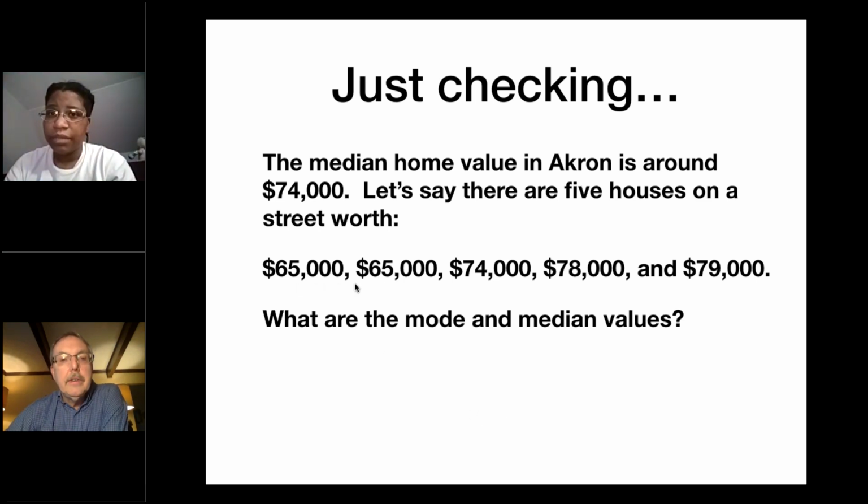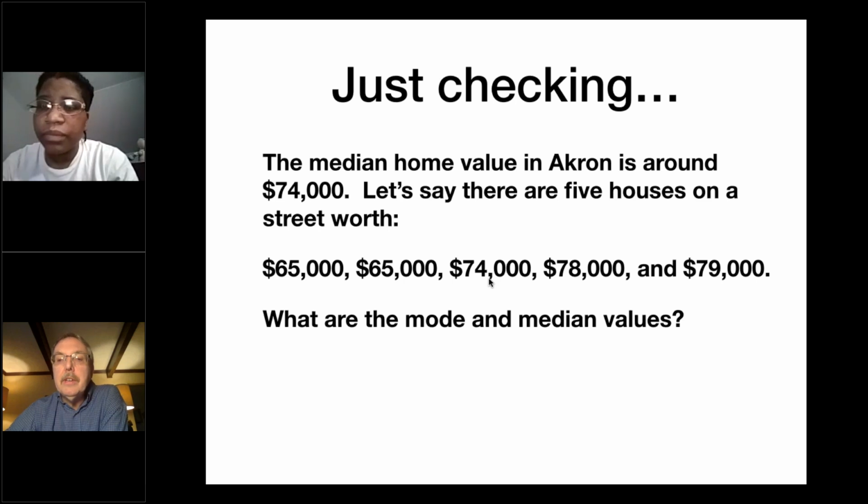So in this case, if you look at all 5 of these numbers, the mode, or the number that shows up the most, is 65,000, because see that shows up twice. Okay, so that would be the mode of that list. So looking at this list again, with all 5 of these numbers, which one would be the median? And see how they're already in order. So the median is going to be the middle one. And the middle one is 74,000.